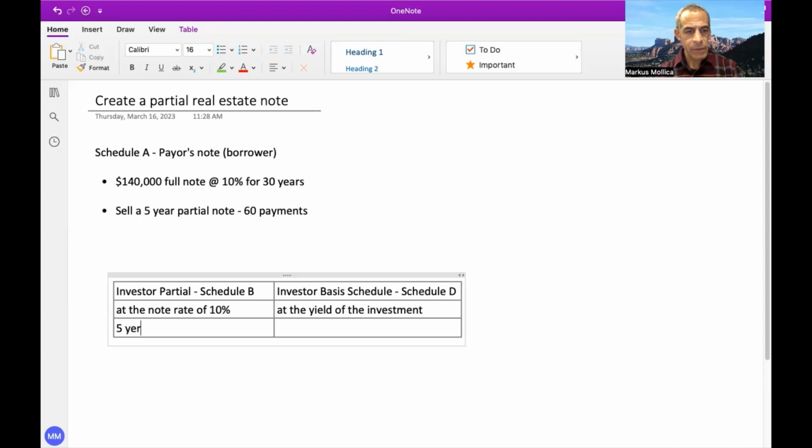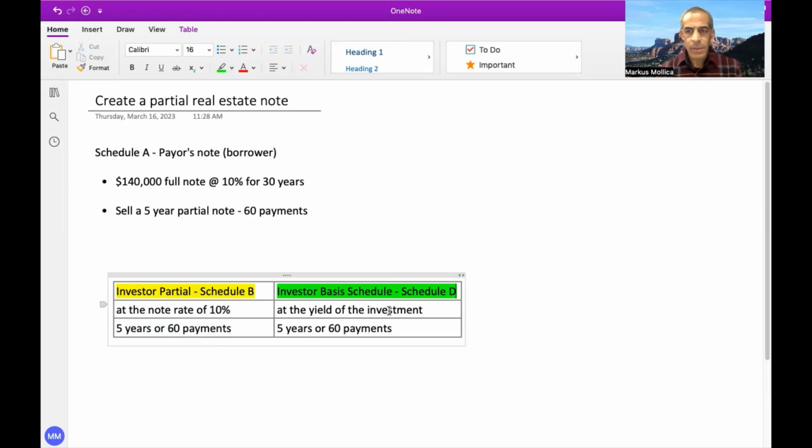For 5 years or 60 payments. Right, and this would be the same for both cases. All right. So this is where we want to make the distinction here between Schedule B and Schedule D.